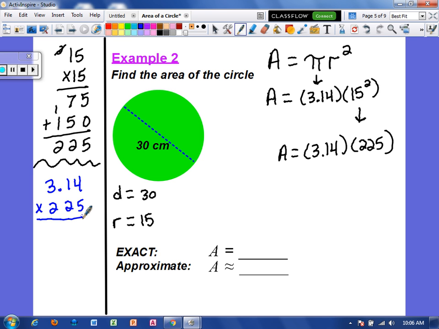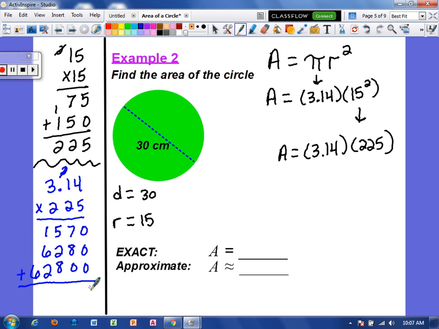All right, so 4 times 5 is 20. 1 times 5 is 5, plus 2 is 7. 3 times 5 is 15. Put a placeholder. 4 times 2 is 8. 1 times 2 is 2. And 3 times 2 is 6. And now that we're multiplying by a third number, we have to put 2 placeholders. Don't forget that. 4 times 2 is 8. 1 times 2 is 2. And 3 times 2 is 6.